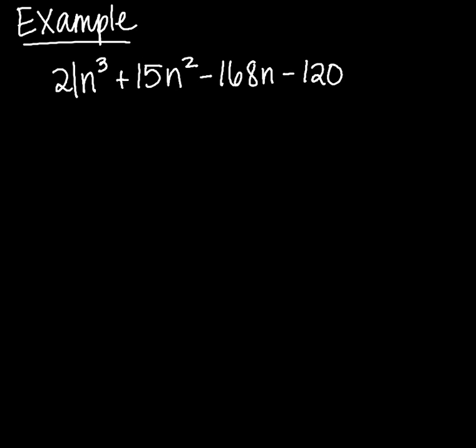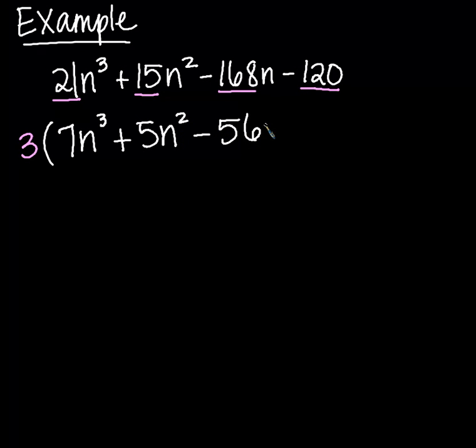Looking at the polynomial expression 21n cubed plus 15n squared minus 168n minus 120. In order to factor this, we want to first see if there's any common monomial that we can factor out. And 21, 15, 168, and 120 all have a factor of 3. So when I factor that 3 out, I'm left with 7n cubed plus 5n squared minus 56n minus 40.